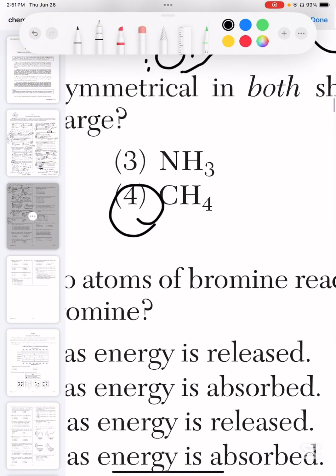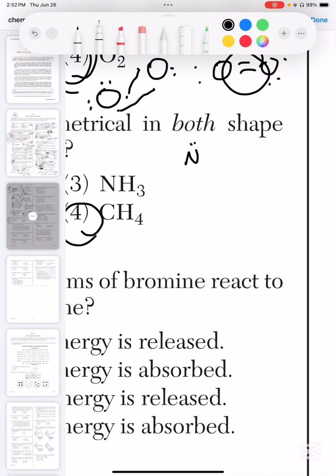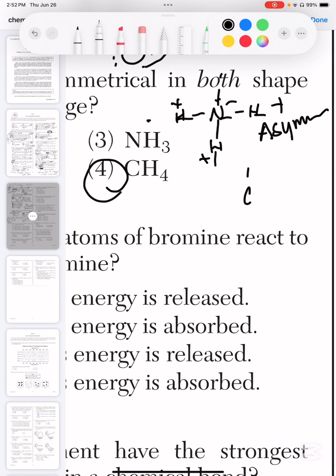Asymmetrical. And then NH3 is like this, and the H's are again partially positive, negative. So if you look at the symmetry, it's again asymmetrical. And then CH4, it's partially positive, and then partially negative here. And if you draw lines of symmetry, you'll see that this one is actually symmetrical.